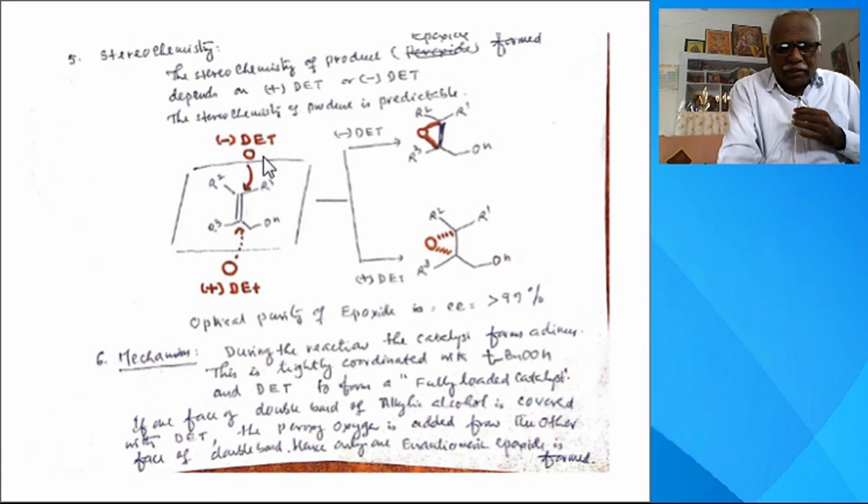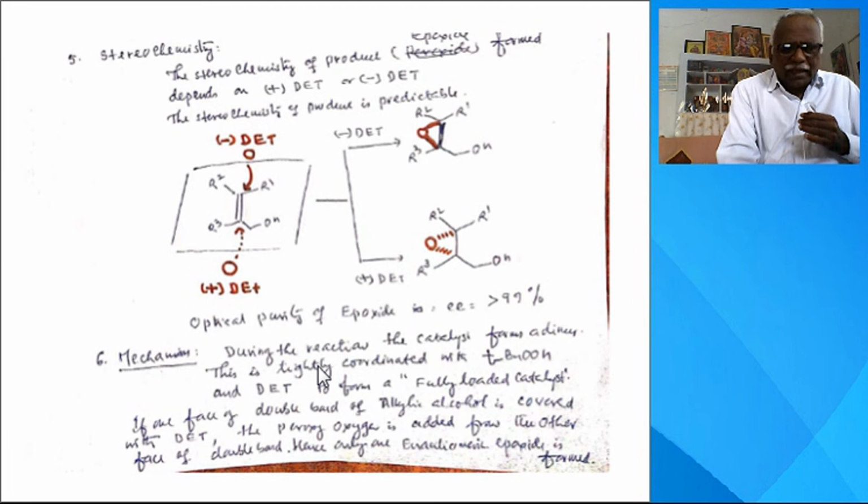So depending on plus DET or minus DET, we can predict what type of epoxide can be obtained in the reaction. The mechanism is very complicated. Here the catalyst, titanium tetraisopropoxide, forms a dimer, and tertiary butyl hydroperoxide and diethyl tartrate all cover the catalyst. You get a fully loaded catalyst.